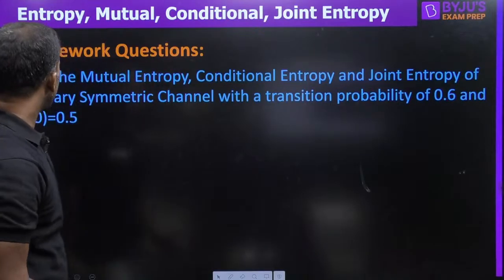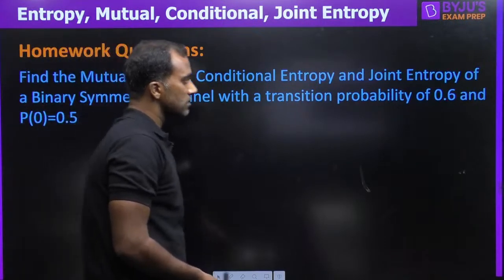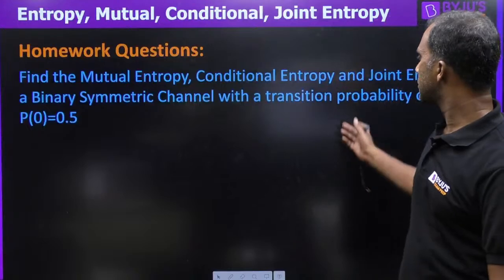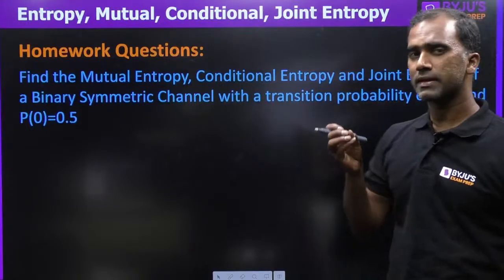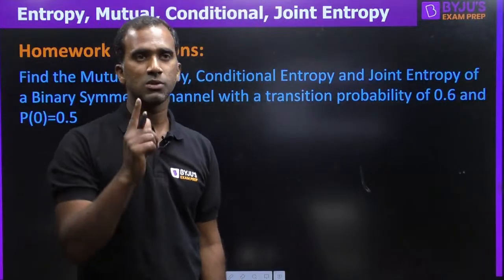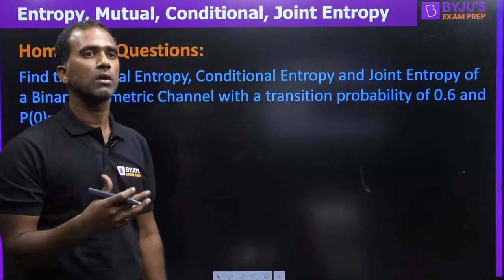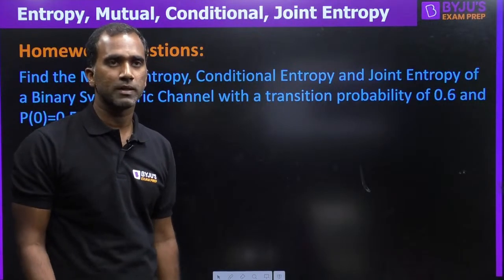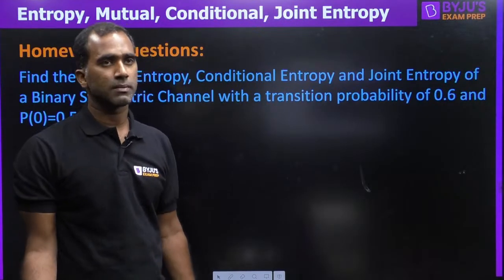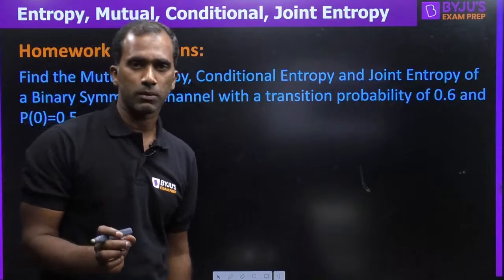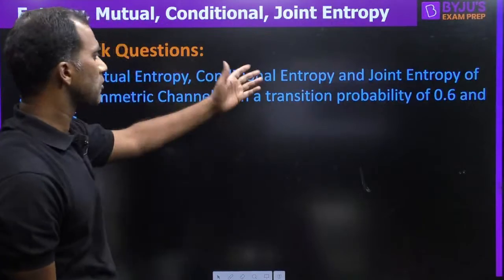So you can try this homework. I'm giving you a homework question based on mutual entropy, conditional entropy, and joint entropy. This will take some time, because in the exam they will not ask you to find all these entropies. They'll ask you only one question, which might take hardly 3 or 4 minutes, or if some calculation is involved, sometimes 5 minutes. Generally they try to minimize the time taken to solve a problem. For practice's sake, I have given you all the questions.